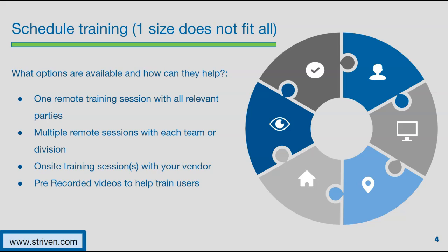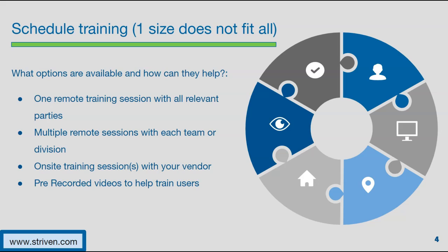Some companies like the one training session with a lot of people, but others prefer to schedule multiple remote sessions with each team or division separately to keep the conversations unique and tailored to those specific processes. During these types of training sessions, teams or divisions can receive process-specific demonstrations and walkthroughs, and questions can be focused on clearing up any confusion around those processes and ironing out workflows inside of the software.